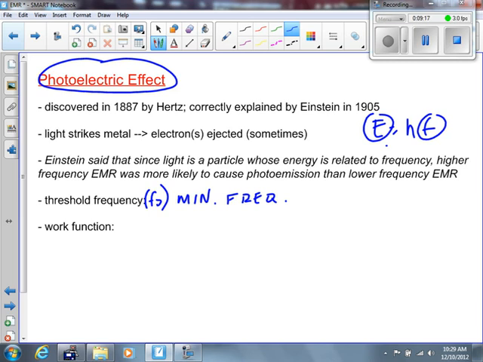Jackie? Threshold frequency is the minimum frequency of EMR necessary to eject an electron.